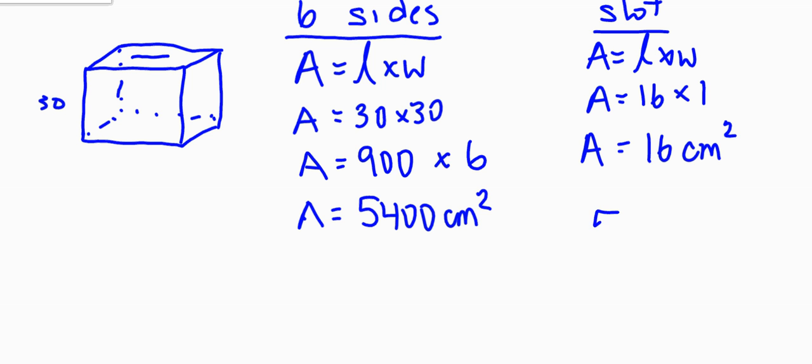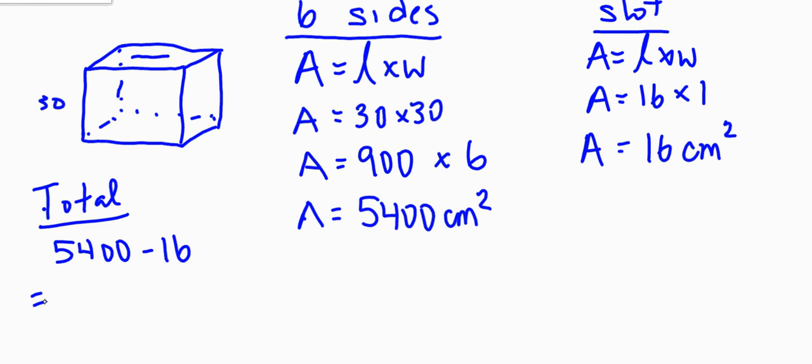So I'm going to give it the title here. So our total here is 5,400 minus 16. And so overall, we need to paint 5,384 centimeters squared on our ballot box.